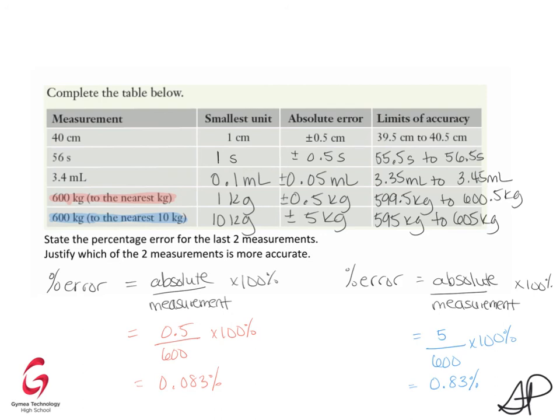So which of the two measurements is more accurate? Well, it would be the one to the nearest kilogram, because our percent error is smaller. So it's more likely that we would have an error when we're rounding to the nearest 10 kilos.